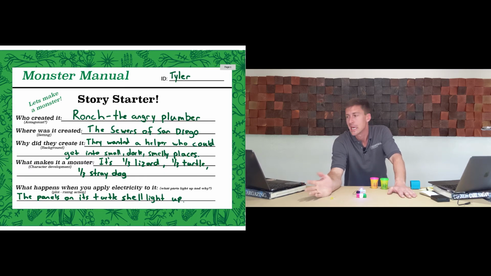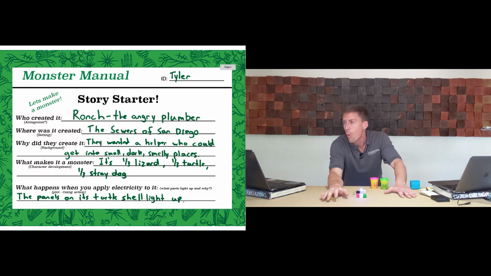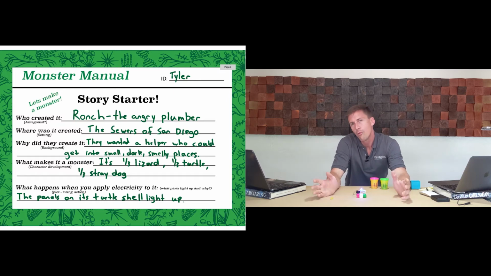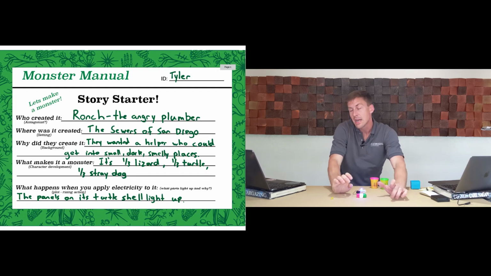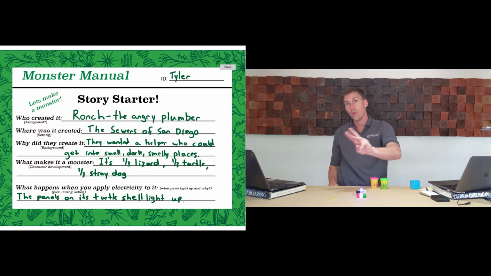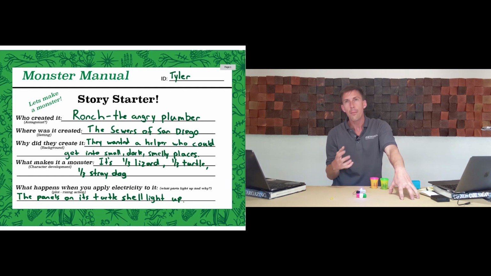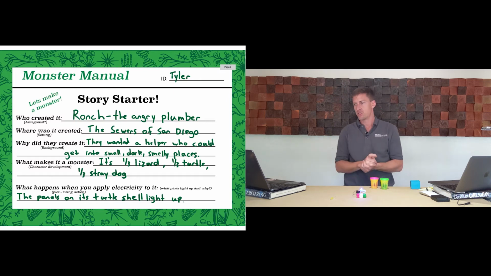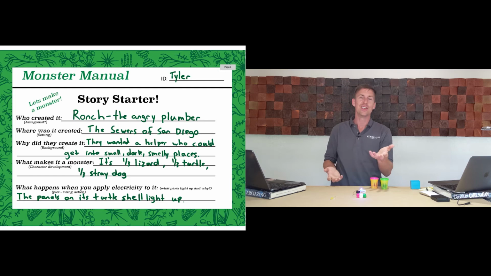Never been there, don't know what it's like. So for me, it's all fiction. All right, why did they create the monster? Well, for me, I thought Ranch maybe wanted a helper who could get into small, dark, and smelly places that he didn't want to go to. Well, what exactly makes it a monster in this story? Well, Ranch put this together with 1/3 lizard, 1/3 turtle, and 1/3 stray dog to make his own Frankenstein-style monster. Now, what happens when you apply electricity to it? Now remember, we're working with our LED setup. So what part of your monster would you like to light up? Once you play around with these ideas, fill out your monster manual, and then you can move on to page 2. Go ahead and do that now.